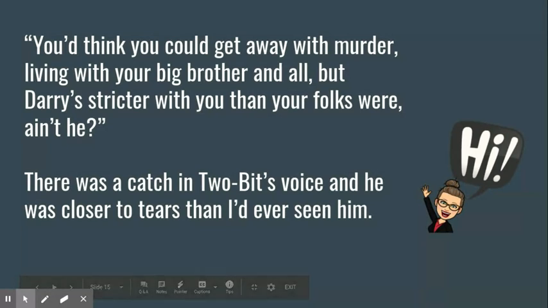Let's look at the two sentences on the board. A comparison is being made in the first sentence. Derry, Ponyboy's brother, is being compared to Ponyboy's parents. Not only do we know that Derry is strict, but we also know that he is stricter than his parents. When we compare two things by describing them, often we can add ER to express the comparison.